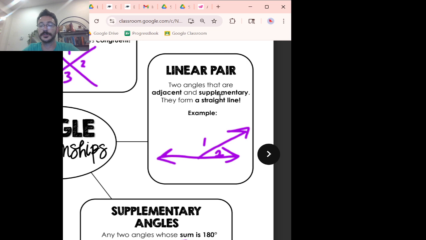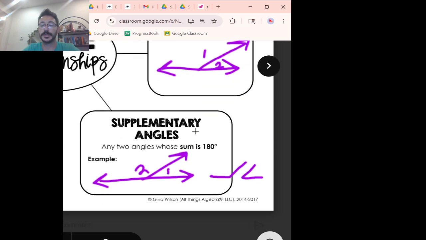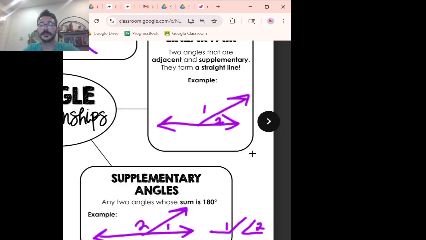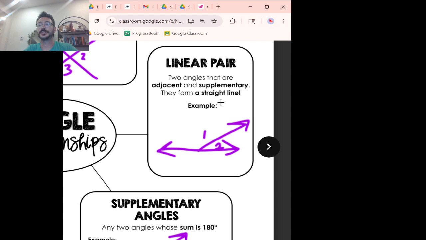They're adjacent, they're supplementary. So this is a linear pair. This is also a linear pair, but just being supplementary doesn't mean they have to share that side. It could be two separate things like that. So just know there is some slight difference. A linear pair is just adjacent and supplementary kind of squished together.